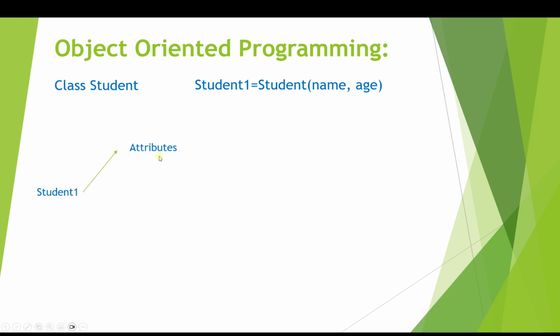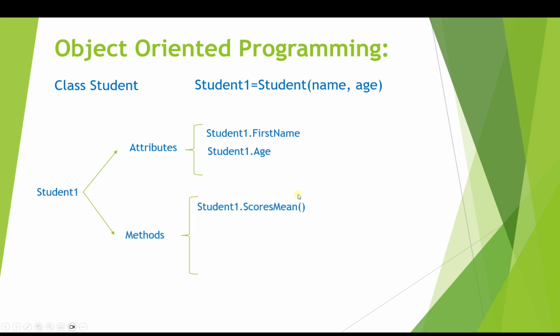With student1, we have attributes. For example, we can say student1 dot first name, and it will return Peter. And then we can say student1 dot age, and it will return the age that we entered here. If for Peter we entered 30, for example, it will return 30. We can reach the attributes with just a dot and choose what we defined for it. Then we have methods. They are like functions. They do something for us.